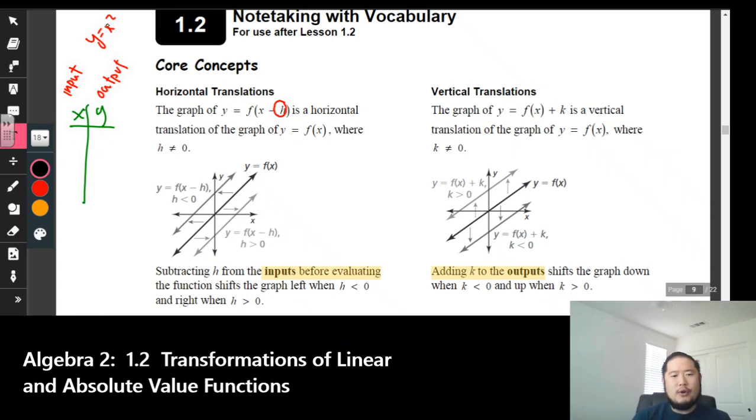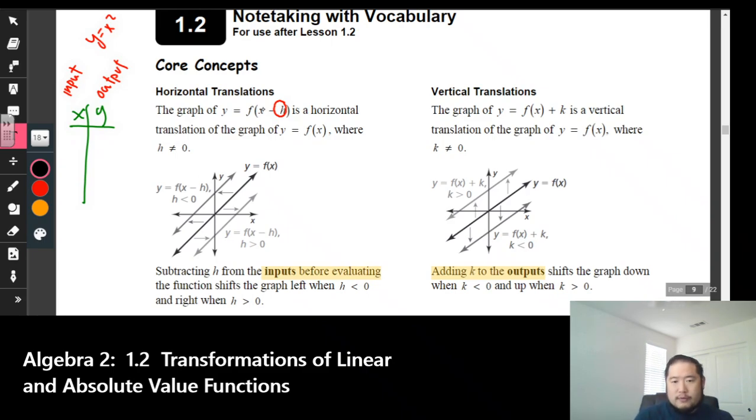So when it comes to horizontal translations, whatever h is, it will only impact the input. That's why you'll see things in parentheses. So x minus h is in parentheses because that h value is only going to affect the input.